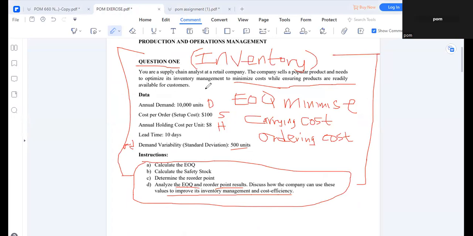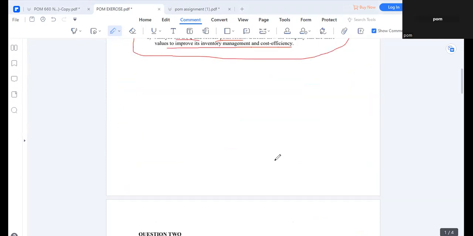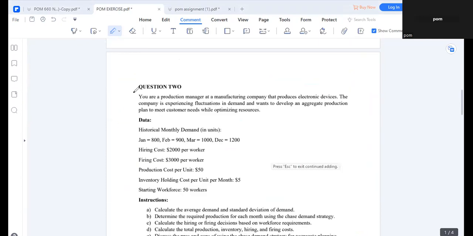The first one was inventory, and the goal of EOQ that I've been explaining is to minimize spending, the aspect of carrying cost and ordering cost. The ordering cost is denoted by S. The carrying cost is denoted by H or C. Then we can quickly run through question 2 of this problem, which was on aggregate planning.